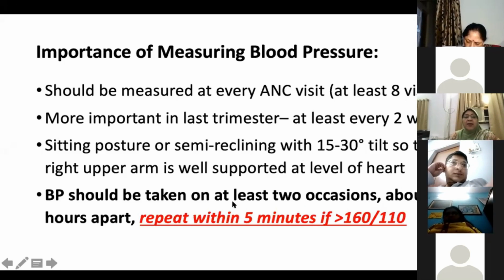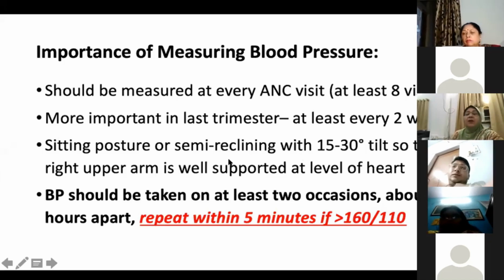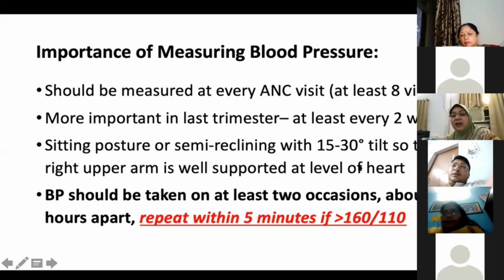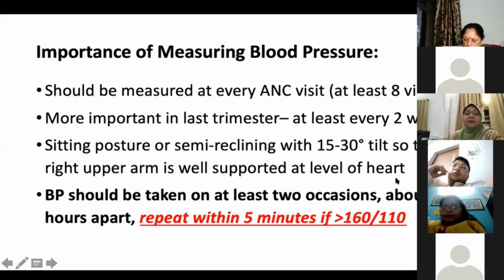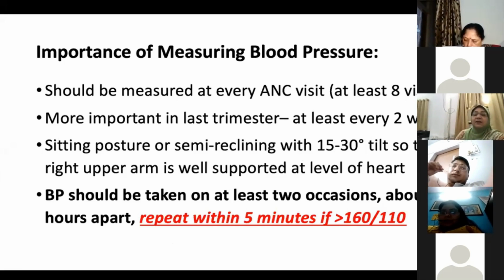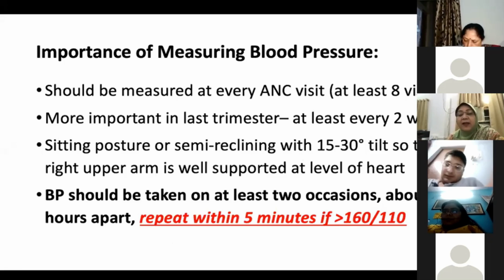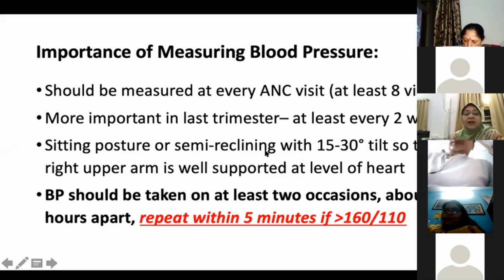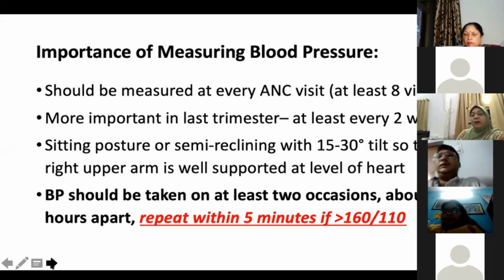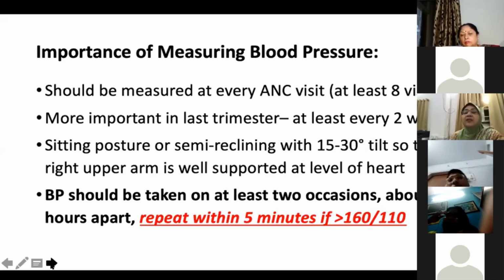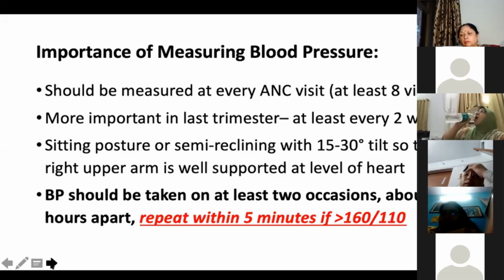Okay. Then how do you record the blood pressure? The patient should be sitting or semi-reclining, slightly tilted to one side so that the right upper arm is well supported at the level of the heart. And it should be taken at least on 2 occasions, 4 hours apart. But please remember that if you have recorded 160 by 110, you do not have to wait, repeat after 5 minutes and start the treatment. Otherwise what will happen? Again, intracerebral hemorrhage, which is the leading cause of death.